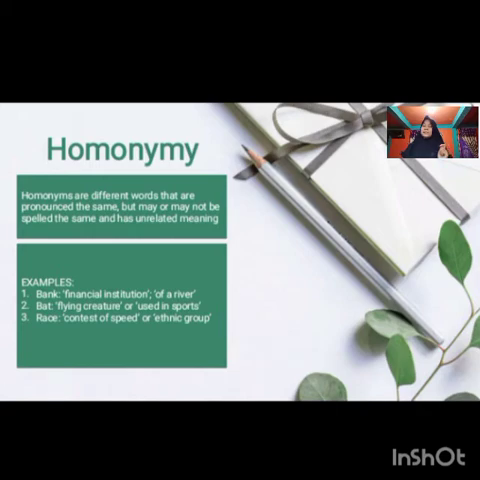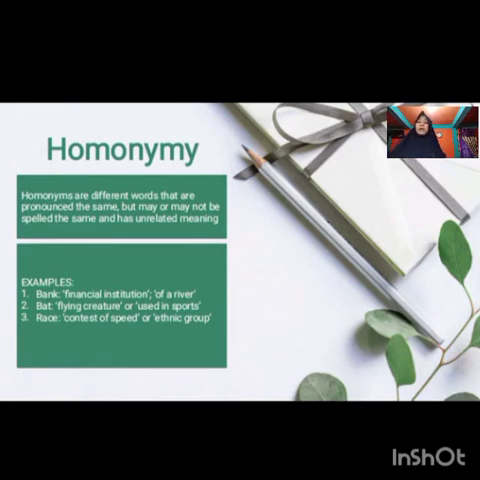Next, we are talking about homonymy. Homonyms are different words that are pronounced the same, but may or may not be spelled the same and have unrelated meanings. In other words, homonymy is the relation between words with identical forms but different meanings. That is the condition of being homonyms.